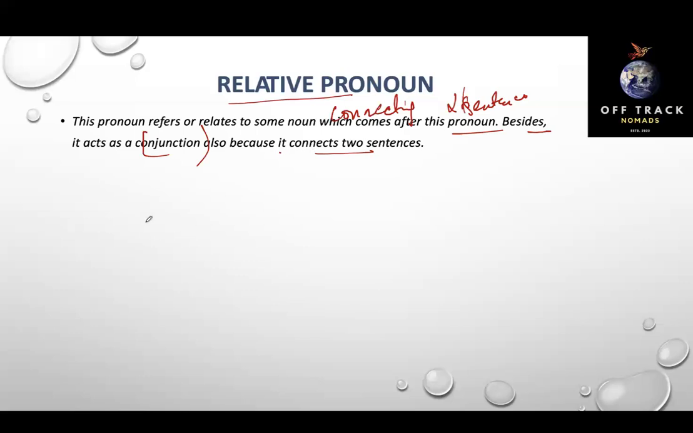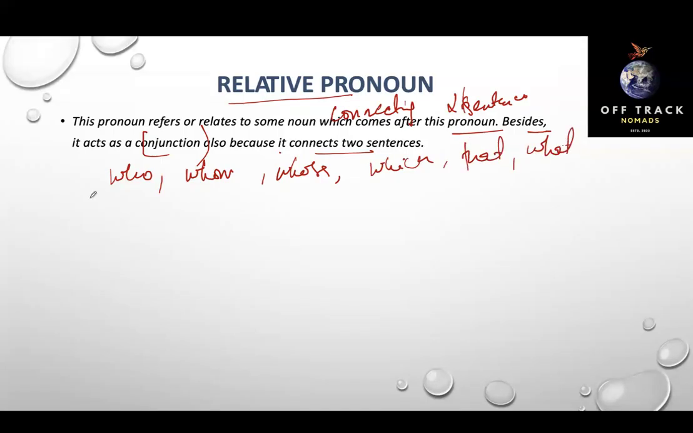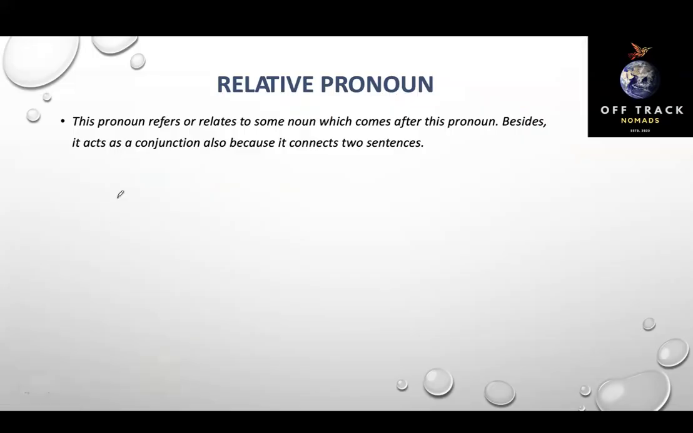So a relative pronoun can be like who, whom, okay? Or I can say whose, which, that, or what. Okay, so let us see how they are used in a sentence and what are the rules that we have to remember while using them.